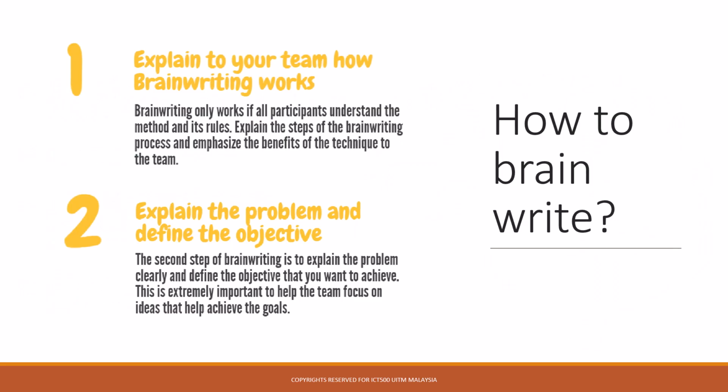So how do we do the brainwriting? First, we must have a facilitator to explain to everybody in the team how it works, and then the facilitator needs to explain the objective and the problem, need to define what the problem is and what the objective is. At the same time, the facilitator needs to monitor in order to avoid ideas that are not related to the discussed topic.